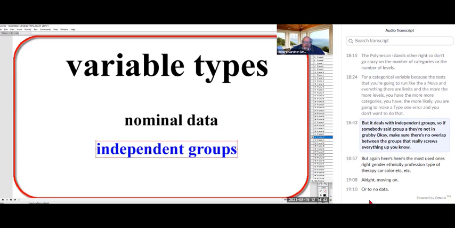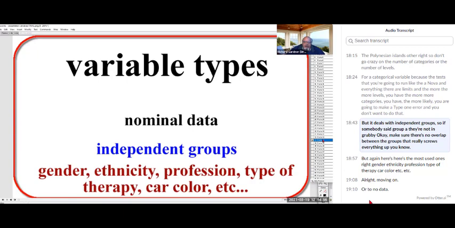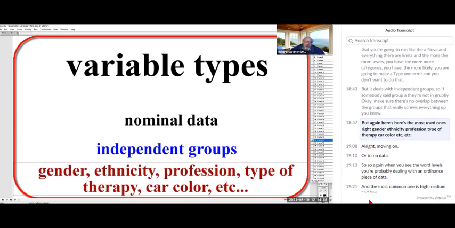But it deals with independent groups. So if somebody's in group A, they're not in group B, okay? Make sure there's no overlap between the groups. That really screws everything up. You don't want to do that. But again, here's the most used ones, right? Gender, ethnicity, profession, type of therapy, car color, et cetera, et cetera.